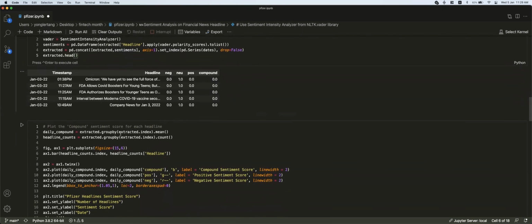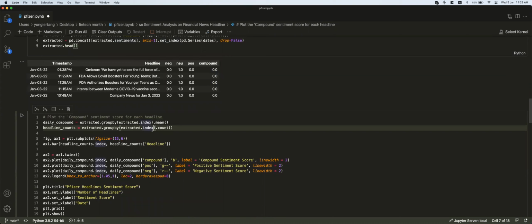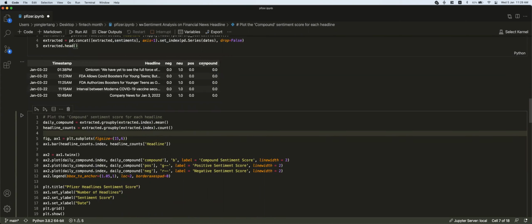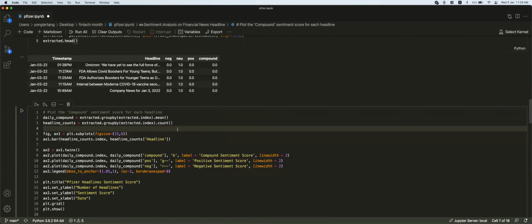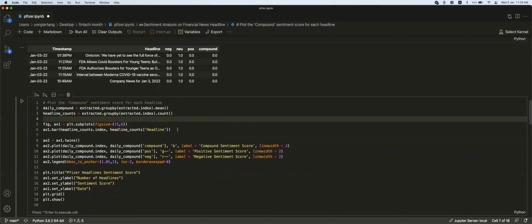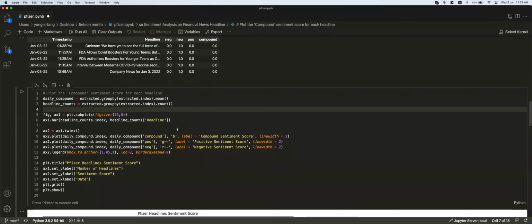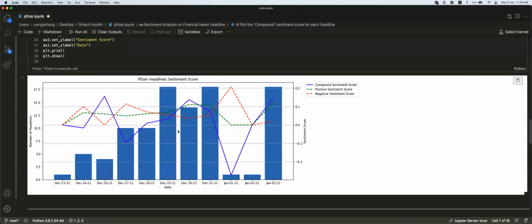And then what I did was to plot this graph. I plotted the compound score against time, and I overlaid it with the frequency of how many news headlines there were related to Pfizer for the day. Yeah, and then this is what we have.